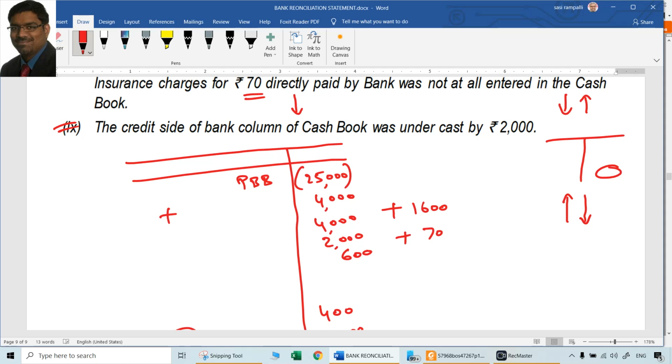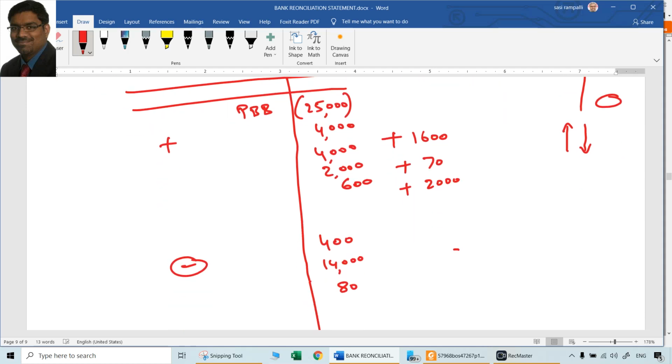Our starting point is passbook. So the first impact is on cash book, but that is not enough for us. We need impact on passbook. So the second impact, which is on passbook, is that by 2000 rupees the passbook balance is lower compared with cash book. So once the passbook balance is already lower, what we have to do is add this 2000. So these are the various items to be added and deducted. So just do the calculation and find out the final answer.